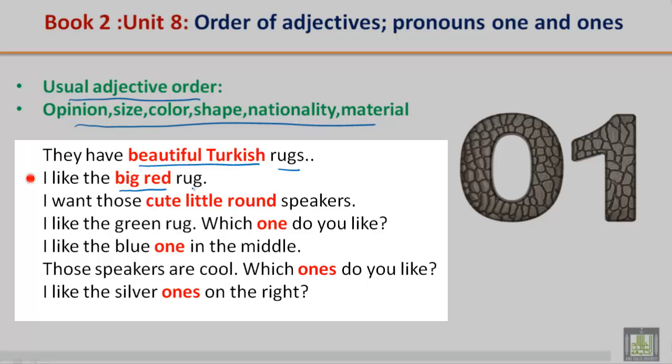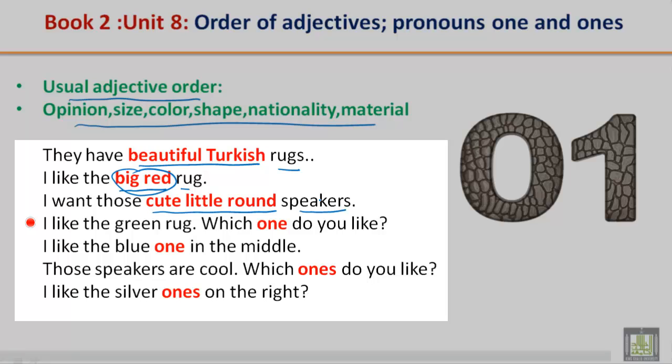I like the big red rug. Now, what's the noun here? Rug. So big red is the adjective. This describes the noun rug. I want those cute little round speakers. So cute little round is the adjective, and speakers is the noun.